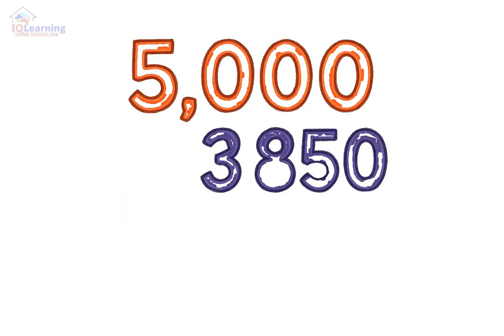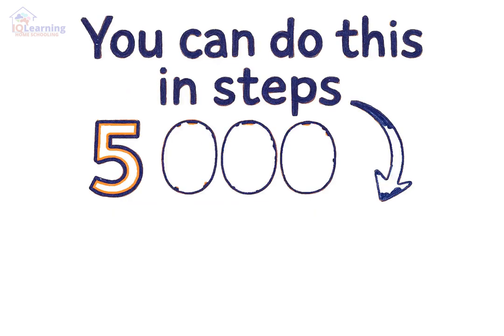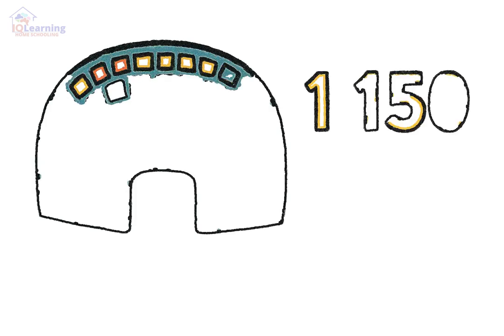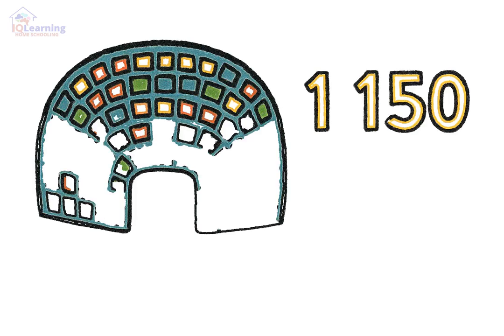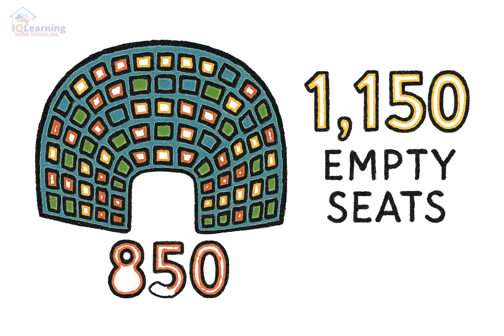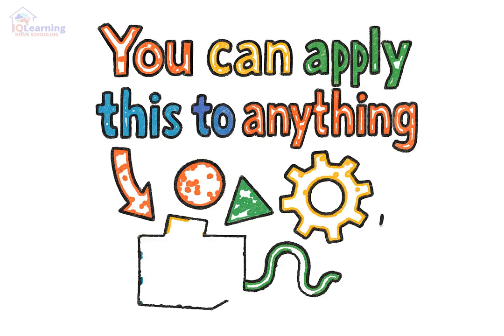5,000 minus 3,850. You can do this in steps. 5,000 minus 3,000 is 2,000. Then 2,000 minus the remaining 850 leaves us with 1,150 empty seats.